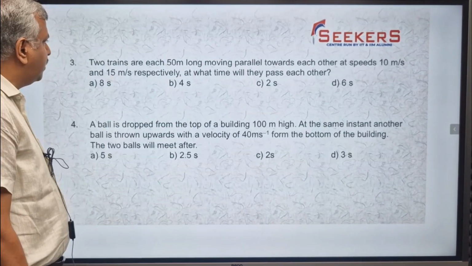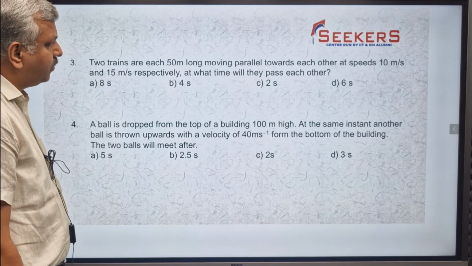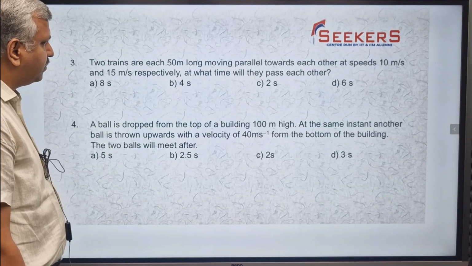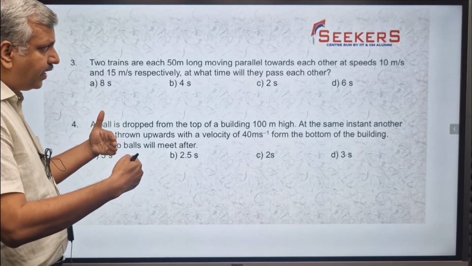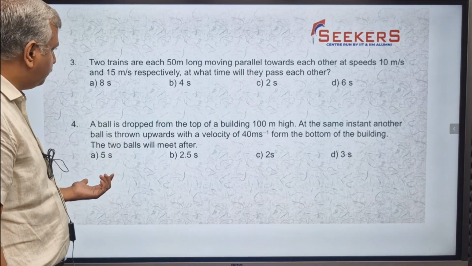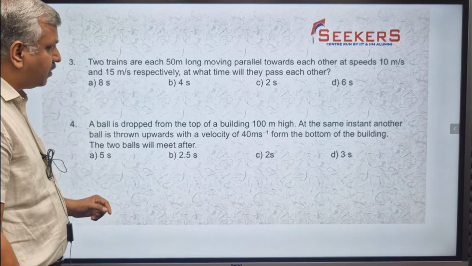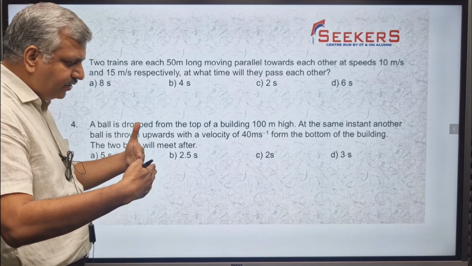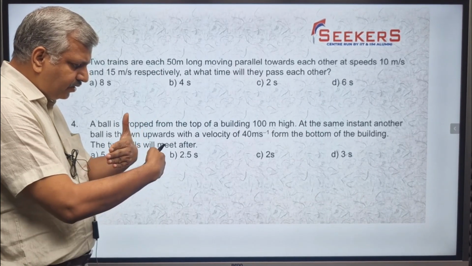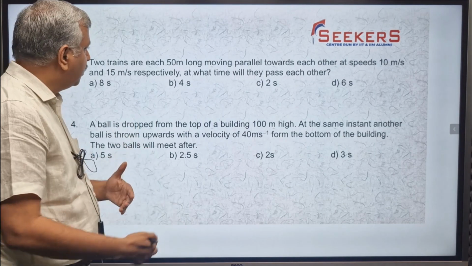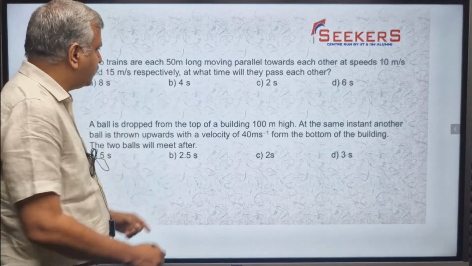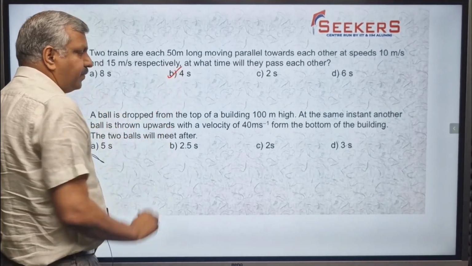Okay, trains are each 50 meters long, moving parallelly towards each other at speeds of 10 and 15. So very clearly you can see that they are approaching each other at 10 and 15. That means in 1 second they come closer by 25 meters. Now each is 50 meters long. What time will they pass each other? Pass each other means they will be passing each other this way. So when they have passed each other, the total distance should be 50 plus 50, 100. So 100 divided by 25 means in 4 seconds they will pass each other. So 4 will be the right answer.